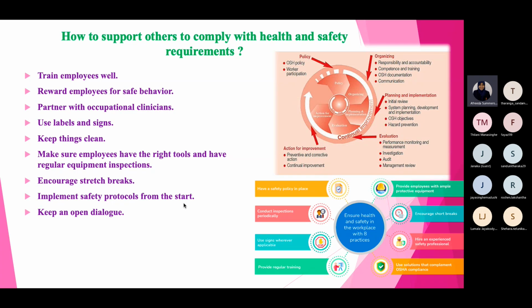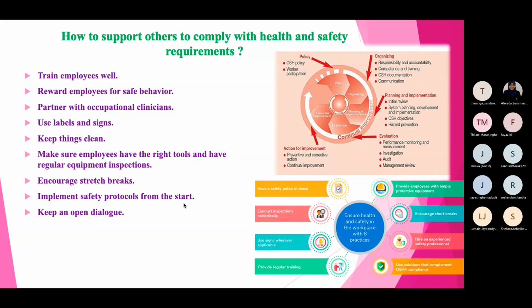What do you mean by keeping an open dialogue? What do you mean, Taranga? What is keeping an open dialogue? What do you understand? What does an open dialogue mean? Can understand the dialogue. Yes, that's correct.